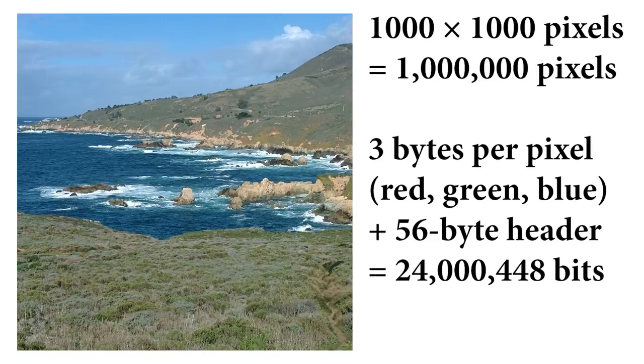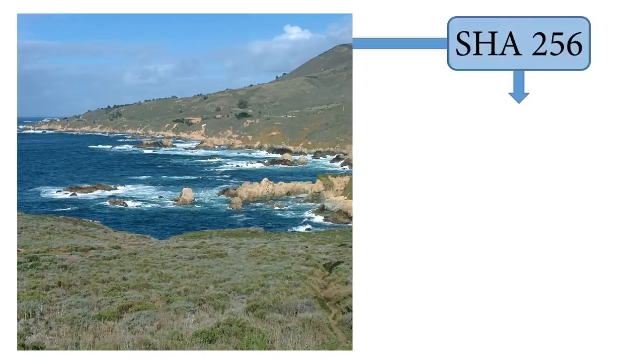You get the idea. Another interesting property of this function is that it's designed to have the butterfly effect built in, such that changing the input just a little bit completely changes the output. Let me show you an example. Here's a picture I took. It's 1000 by 1000 pixels and the file is 24 million bits long. When I run this through the SHA-256 algorithm, it outputs this hash.